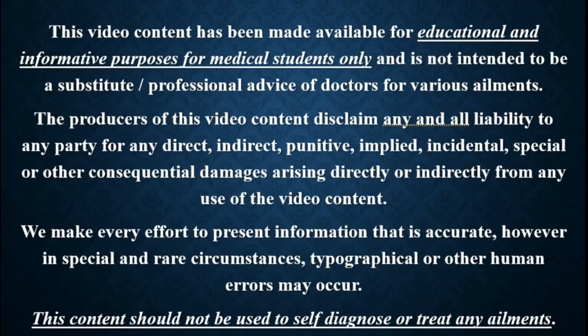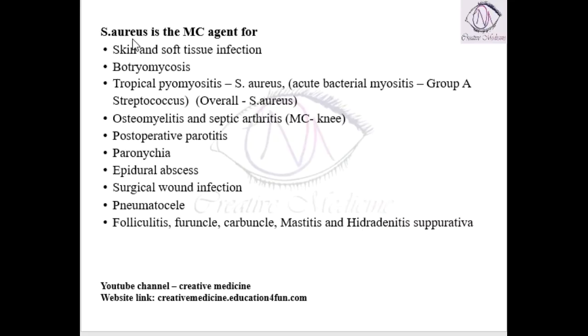In this lecture, we will learn about Staphylococcus aureus and the diseases. Actually, Staphylococcus aureus is the most common agent for all these diseases. Staphylococcus aureus is the most common agent for skin and soft tissue infection, botryomycosis, tropical pyomyositis. It is the most common agent for osteomyelitis and septic arthritis, especially in the knee.